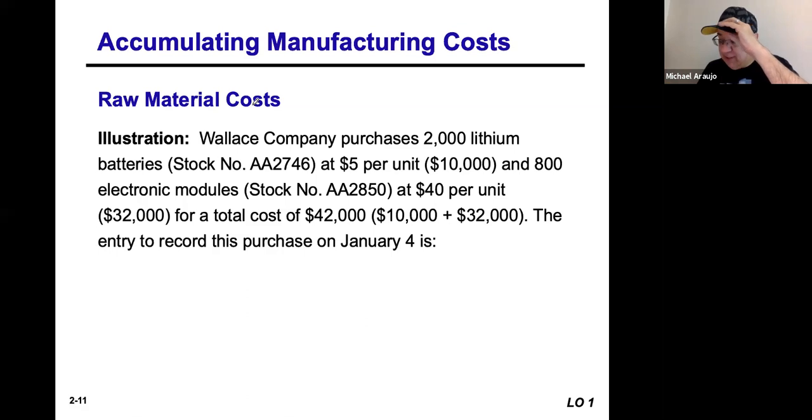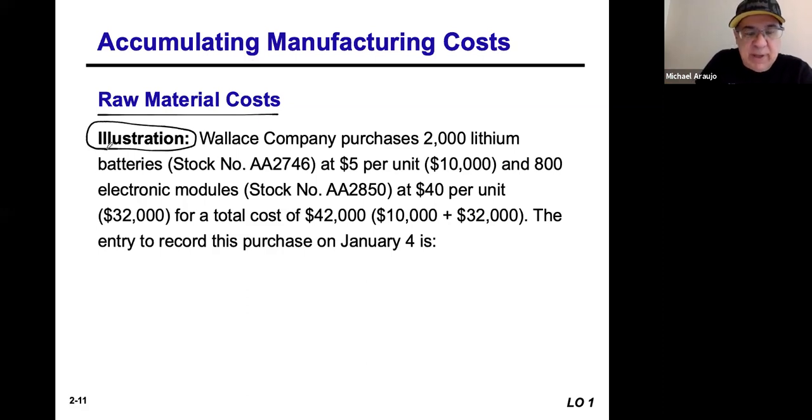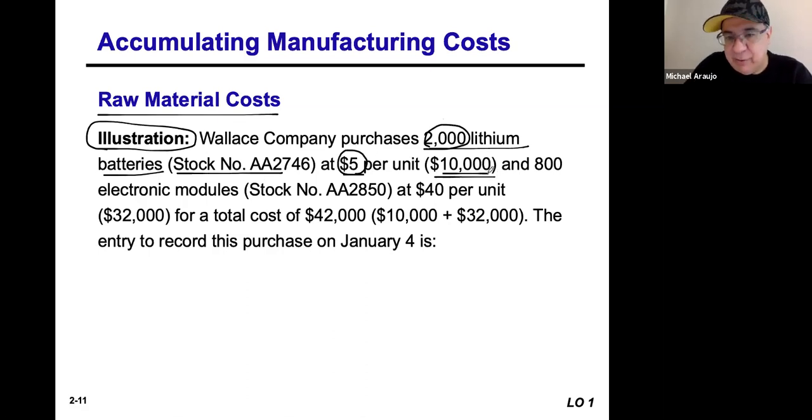All right, so first things first, we start with raw materials because we're a manufacturer. So we start with the raw materials. And here's an illustration. Here's an example that you need to know because this will be played out in your exercises for homework. Okay. So Wallace Company purchases 2,000 lithium batteries, and this is their inventory stock number, at $5 per unit. So they have 2,000 batteries that they bought for $5 each. So that's $10,000 of lithium batteries they have.